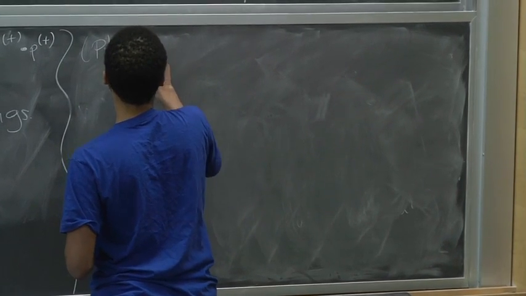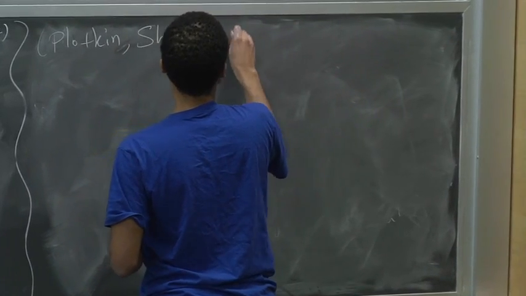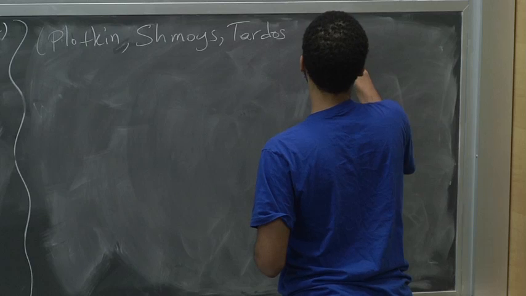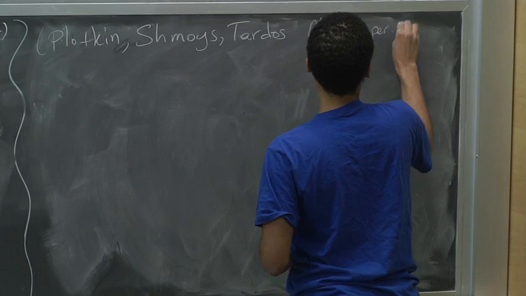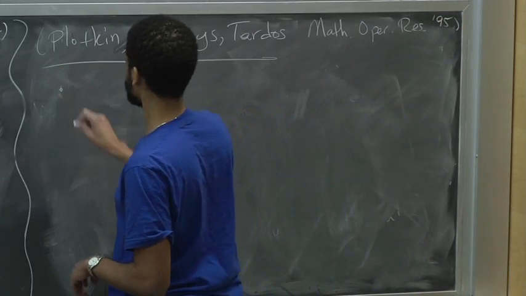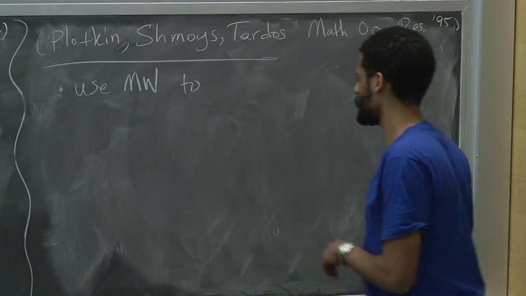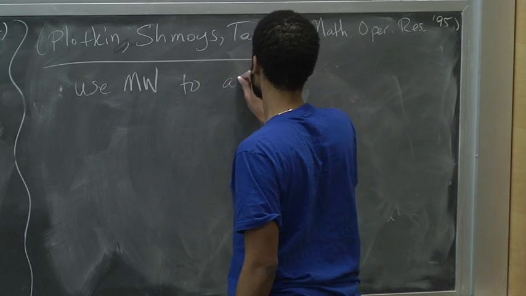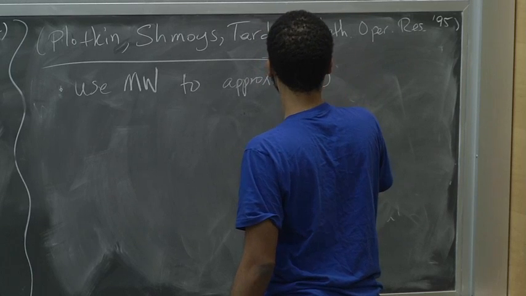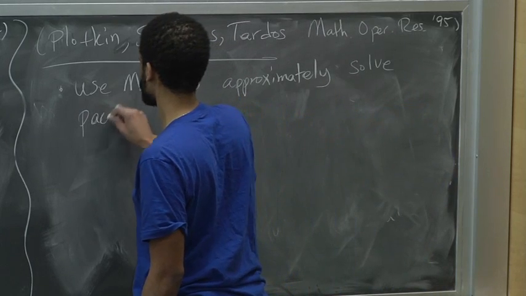Plotkin, Shmoys, Tardos, Mathematics of Operations Research. So use multiplicative weights to approximately solve packing and covering LPs.